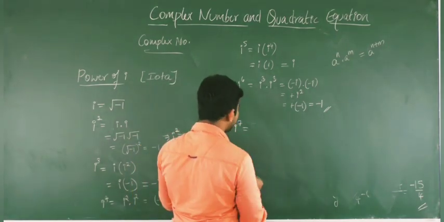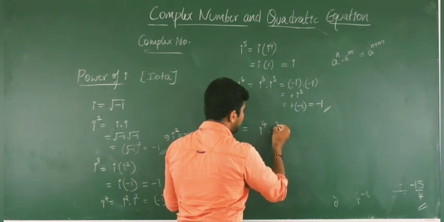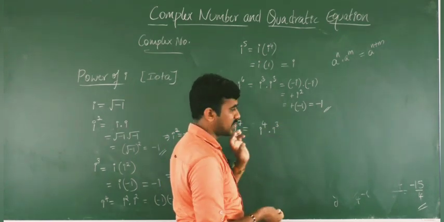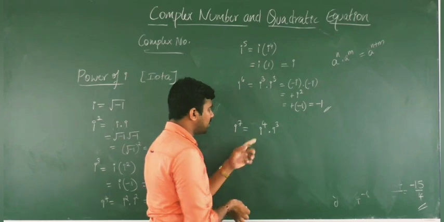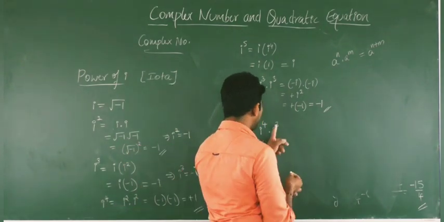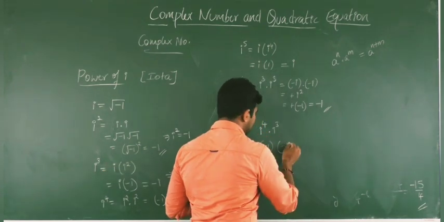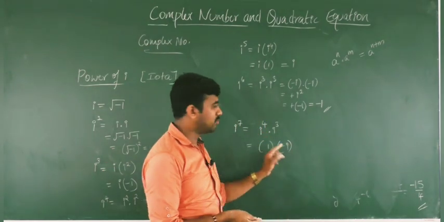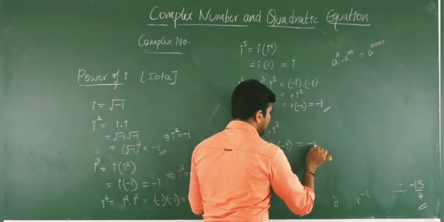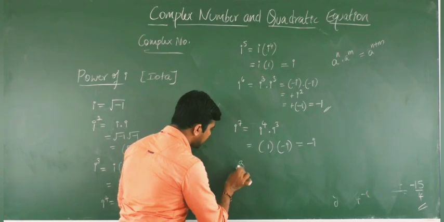i to the power 7, what will we get? i to the power 7 we can write as i to the power 4 into i to the power 3. Again see, the power 4 plus 3 is 7. i to the power 4 is 1, isn't it? i to the power 3 is minus i. Now you multiply 1 into minus i, that is nothing but minus i itself. Again next, i to the power 8.